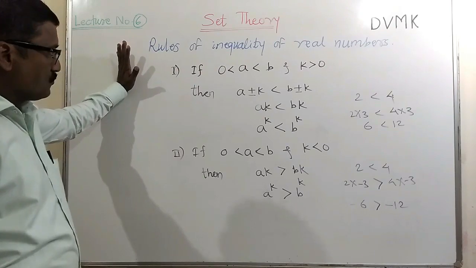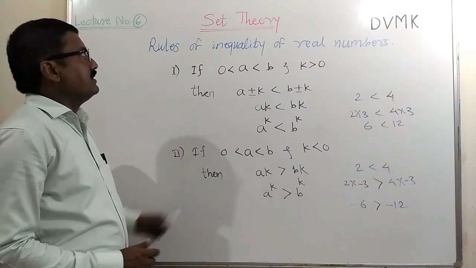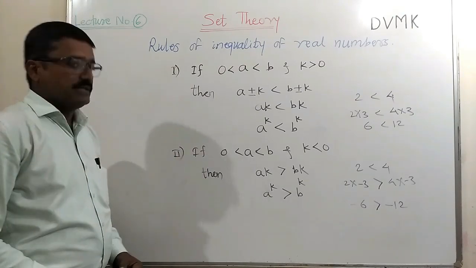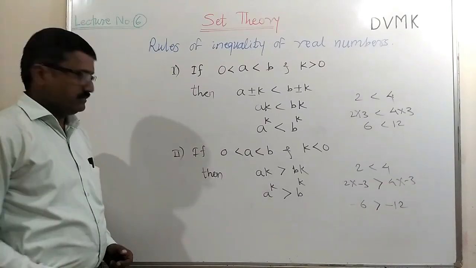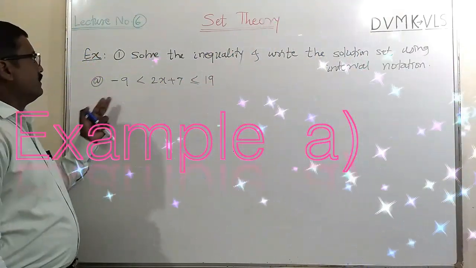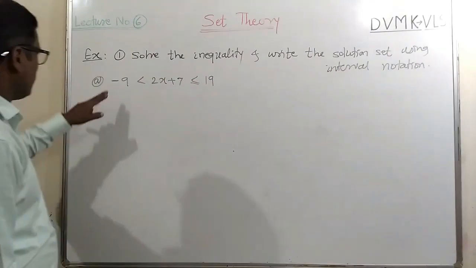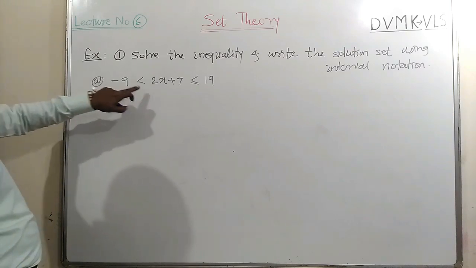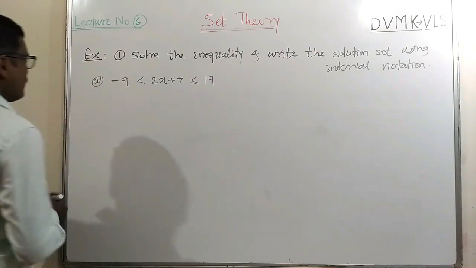Using these rules of inequality of real numbers, there are some problems related to set theory. Let us solve those problems of inequality here. Let us see example number 1. Solve the inequality and write the solution set using interval notation. The inequality is given here. It is minus 9 less than 2x plus 7 less than or equal to 19.